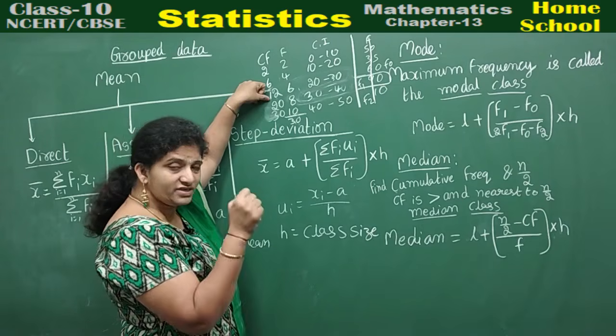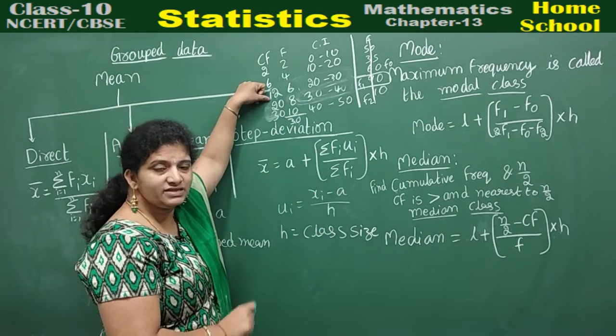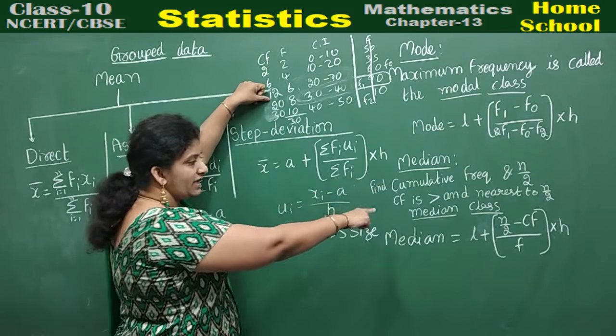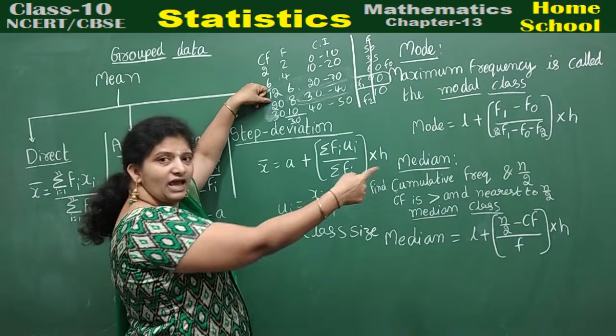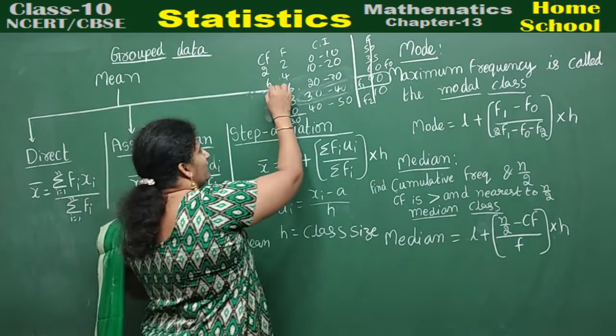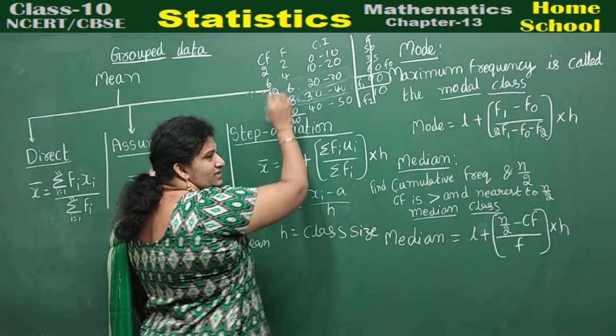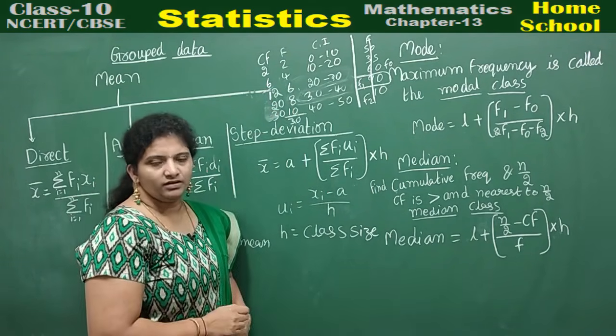So now what is the frequency I got if I do n by 2? It is 15. See, the cumulative frequency should be greater than n by 2. Here we take 12. 12 is less. 15 means more than 12.